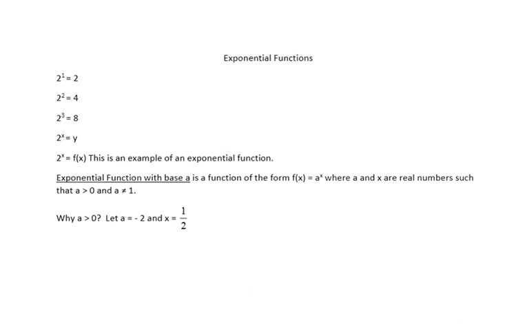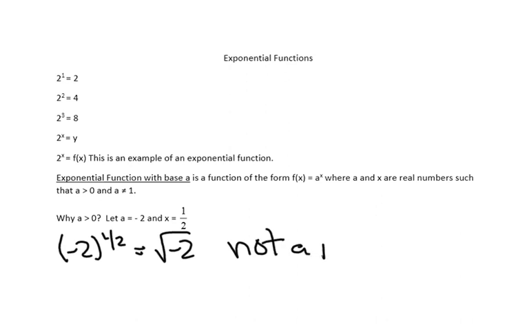Notice where the variable is. The variable is in the exponential power instead of the base. So an exponential function with base a is a function of the form f of x equal to a to the x, where a and x are real numbers such that a is greater than 0 and a cannot equal 1. Why is a greater than 0? Let a equal -2 and x equal to 1/2. If I plug that into the form above, that's -2 to the 1/2. I can rewrite that as the square root of -2. This is not a real number, which is why we would always like to have a be greater than 0.